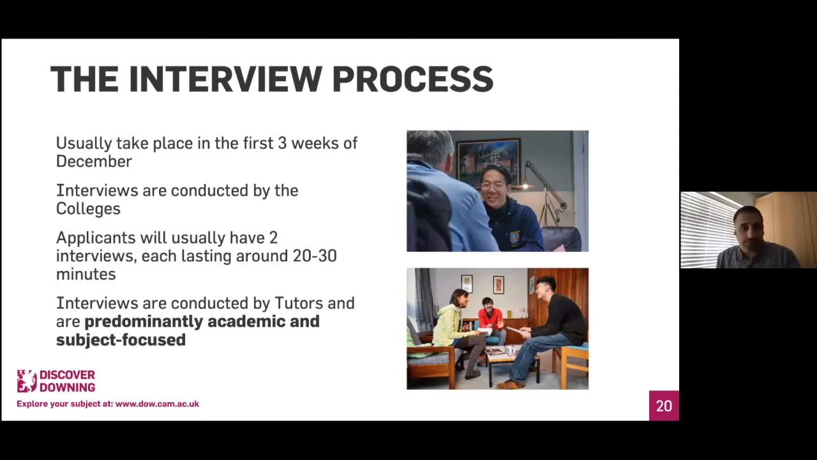I'm now going to talk a little bit about the interview process. As I mentioned, if you are selected for an interview, you will be hearing from the college by the end of November, most likely, and the interviews normally take place in early December. On the day of your interview, you will have two interviews. Each one will be around 20 to 30 minutes long.